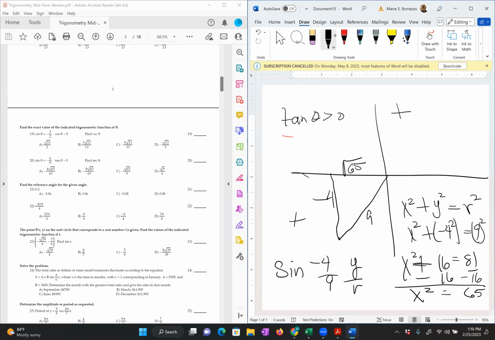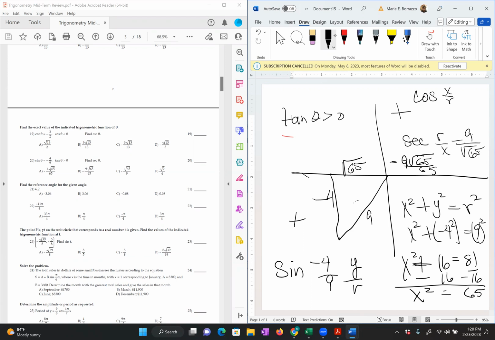What you need to remember is that they're asking you for secant. Secant is the inverse of cosine. Cosine is x over r, so secant is r over x. The r value that we have is 9, over x, which is square root of 65, but we rationalize the denominator. If I multiply by square root of 65 over square root of 65, I get 9 square root of 65 over 65. And because we're in the third quadrant, cosine is negative, so therefore secant is negative.